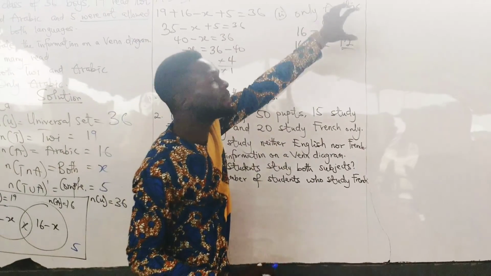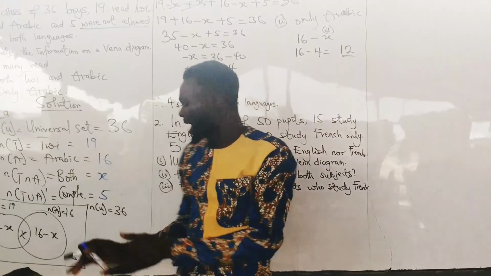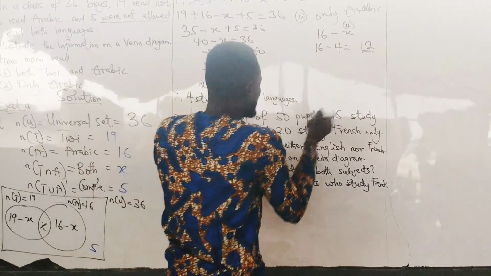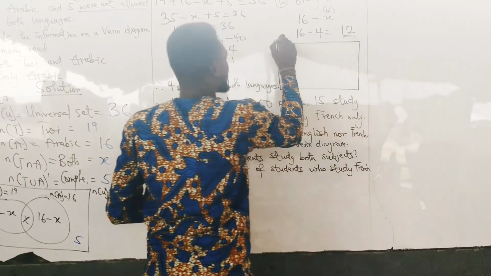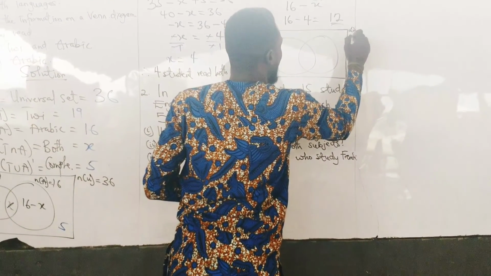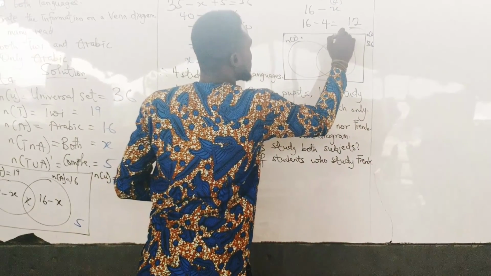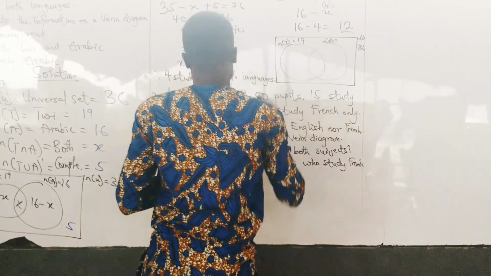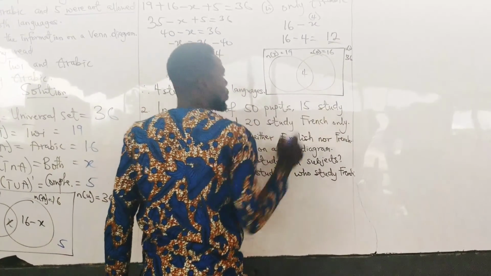Once we have been able to calculate all, we can redraw our diagram and position the right figures there without the variables. So let's try to draw our two balls in a rectangle. Our universal set has 36. This is the number of Chi, this is the number of Arabic. From our table, this was 19. This is 16. And x, when we calculated, we had 4.